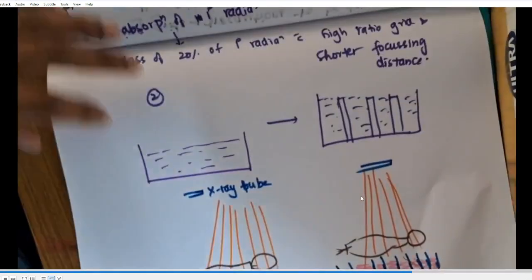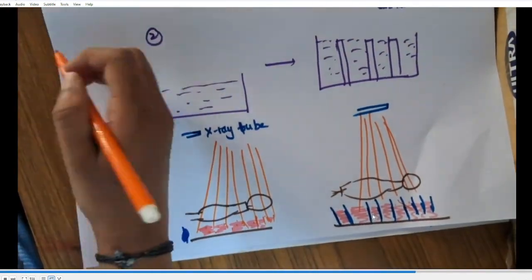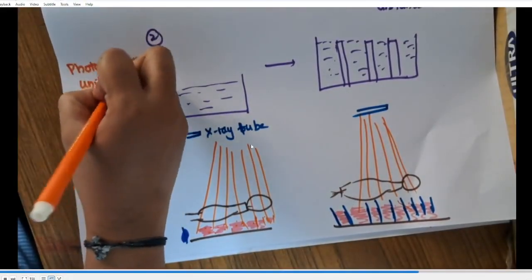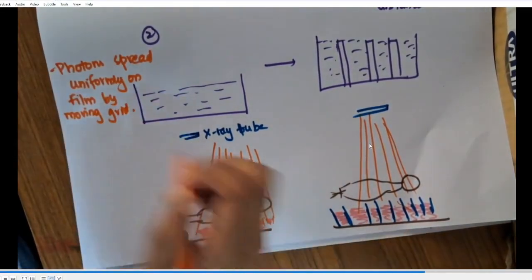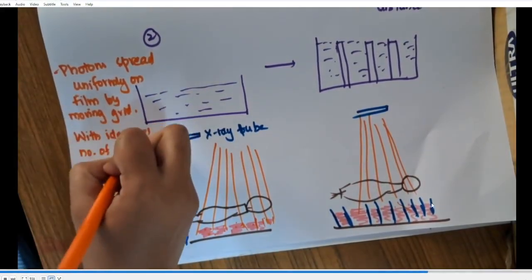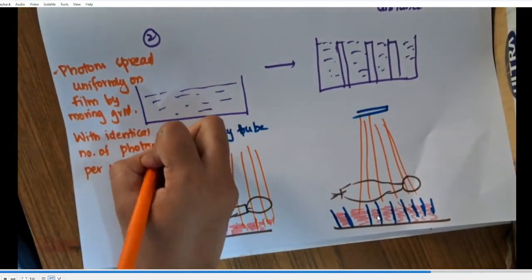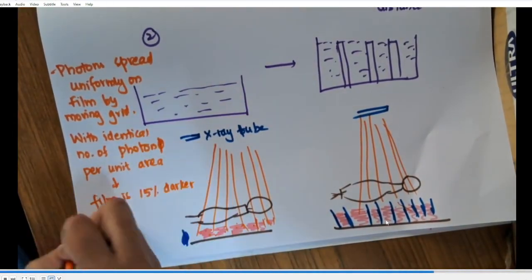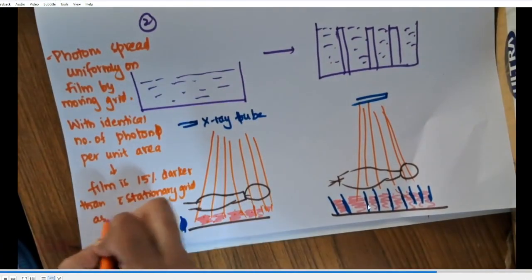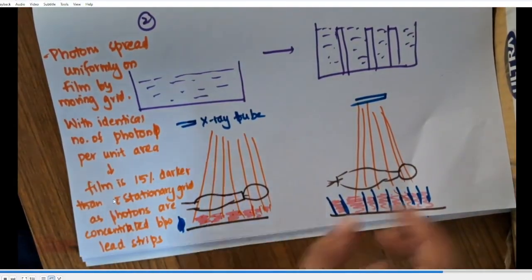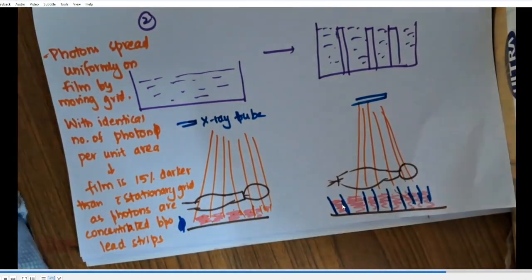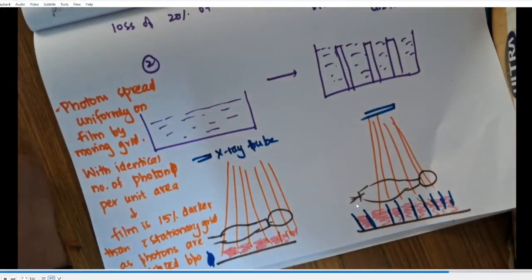So the image is darker with stationary grids. Photons are spread uniformly on the film by the moving grid, whereas with the stationary grid, the number of photons per unit area is more. As a result, the film is 15% darker with a stationary grid because the photons are concentrated between the lead strips.